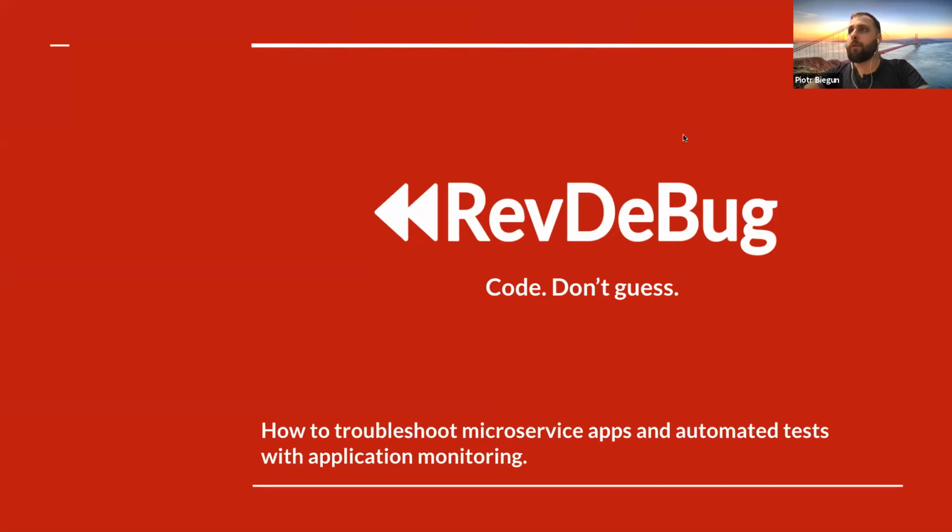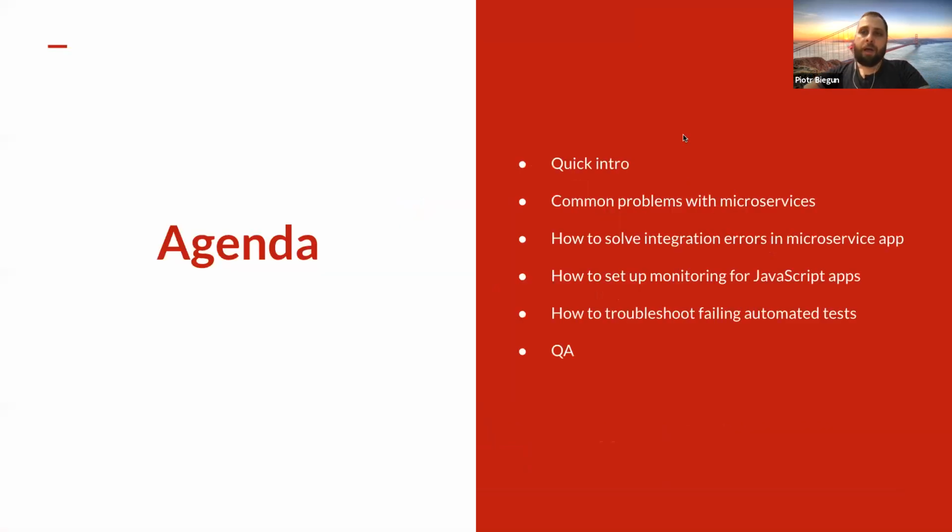So today we have few points on our agenda. We start with quick intro just to remind everyone what we are doing. Later on, we move to the common problems with microservices. It's our observation and things we heard from our customers. And later on, we move to the technical demo when Adam will show you how to solve integration errors in microservice apps, how to set up monitoring for JavaScript application, and how to troubleshoot failing automated tests. And after that, we answer your questions.